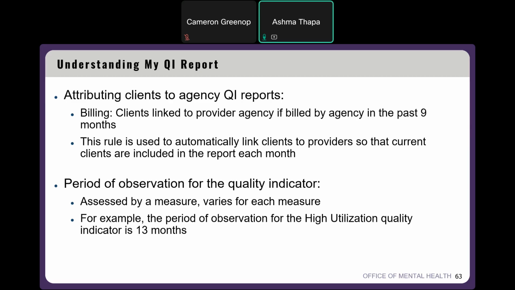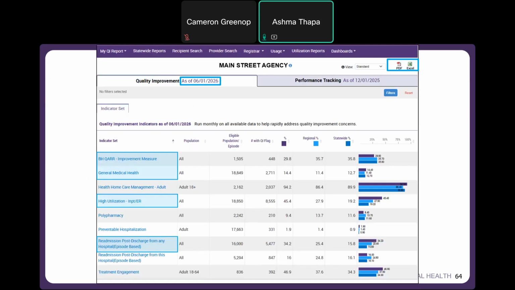So for example, we have the period of observation for the high utilization quality indicator at 13 months. So that is a 13-month look back period for that specific measure. So this is what our QI report looks like in PSYCKES, and as you can see, it's divided into quality improvement and performance tracking measures, which comes from DOH. And as you can see, the quality improvement measures are updated on a monthly basis, whereas for performance tracking measure, there is that 6-month billing lag.